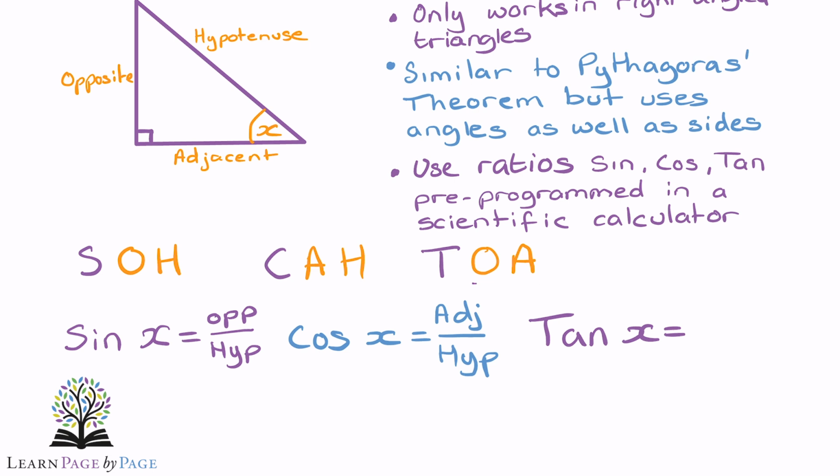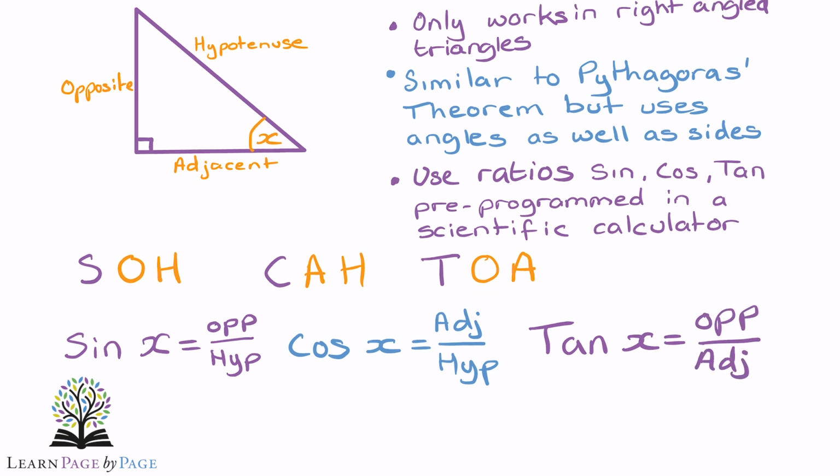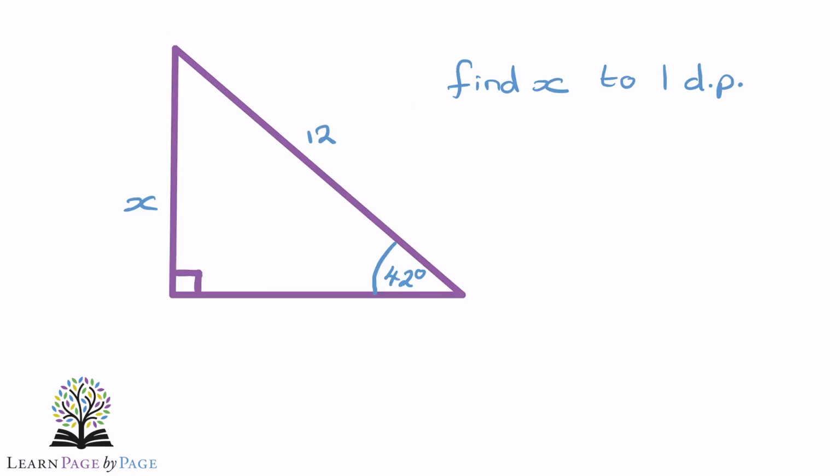And then the last one, TOA, stands for tan. Tan X equals O and A. O is for opposite, A is for adjacent. Opposite divided by ADJ. Now the best way to learn trigonometry is just practice questions. And let's start off with the first one. Okay, here we're being asked to find X to one decimal place.